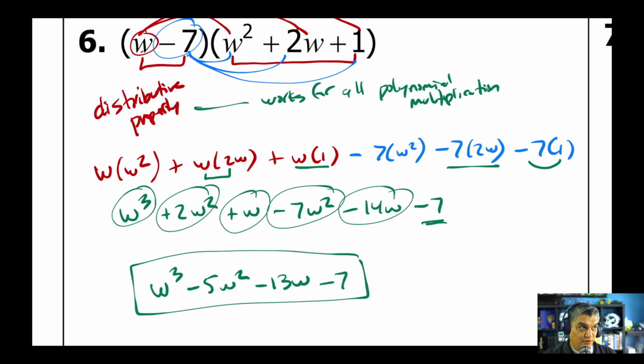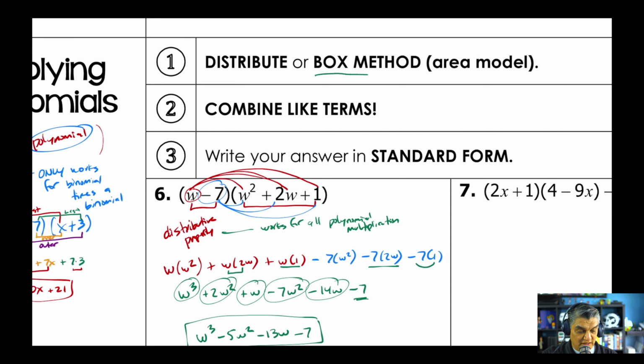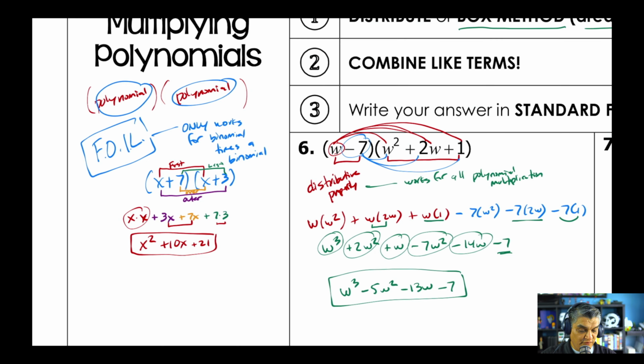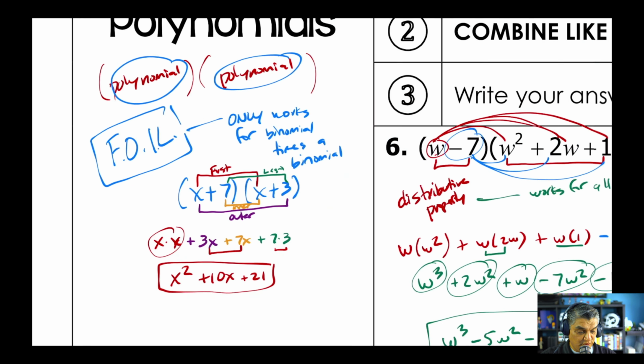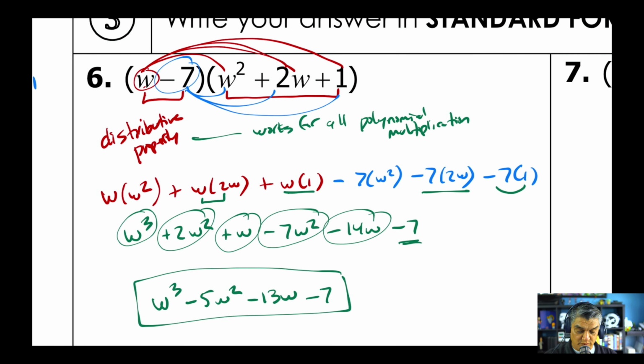Okay, so on Monday, I'm going to teach you my favorite way, and I think it's the most organized way to multiply any polynomial times any polynomial. It's very organized, doesn't get very messy, and it works for everything. If you want to look it up this weekend, it's called the box method or the area model. So I've shown you FOIL, but that only works for binomial times binomial. I've shown you the distributive property, which works for everything but can get messy if you have larger polynomials.